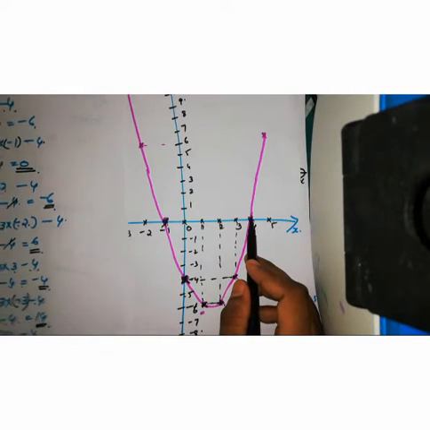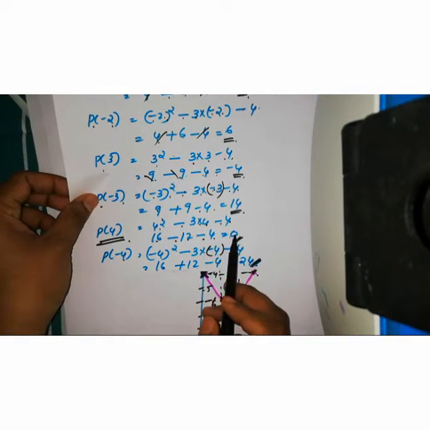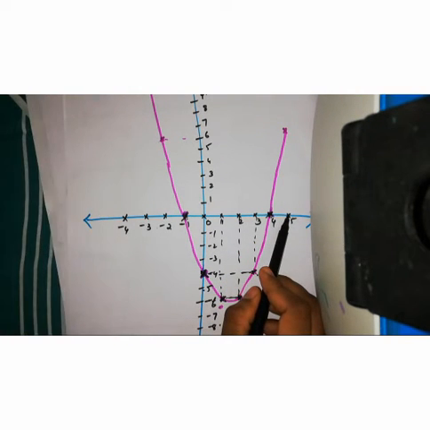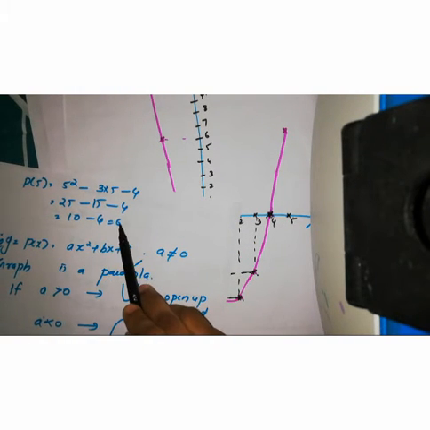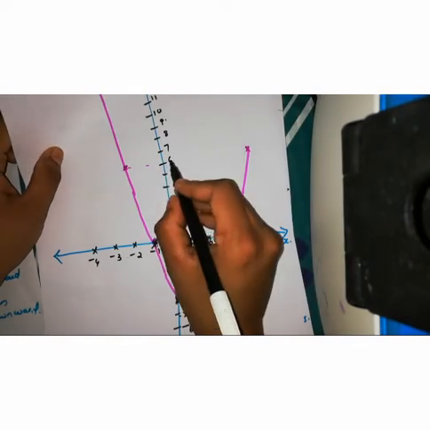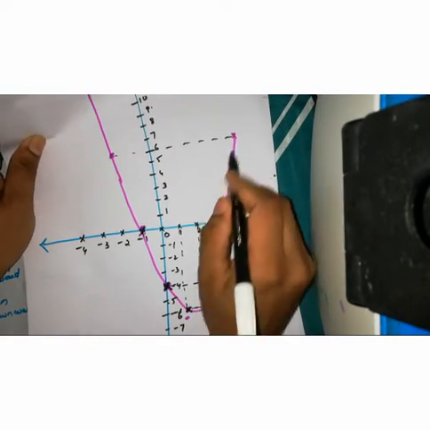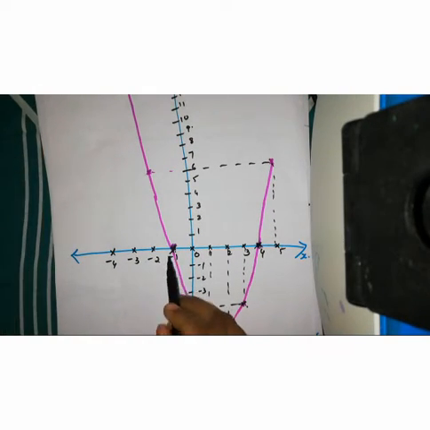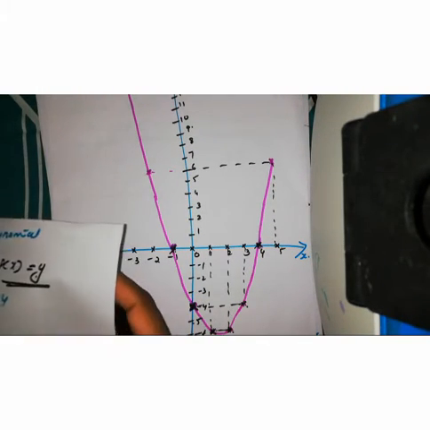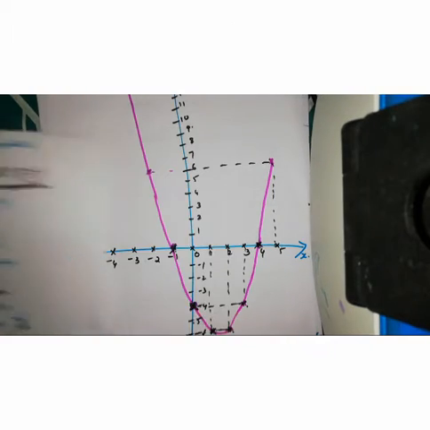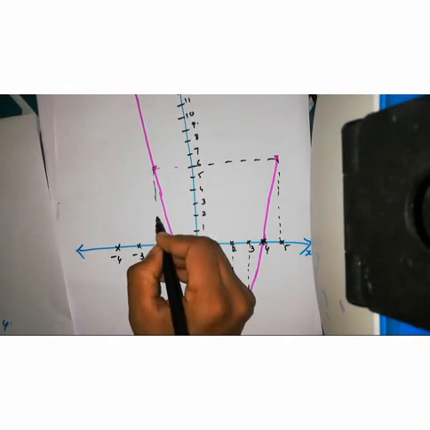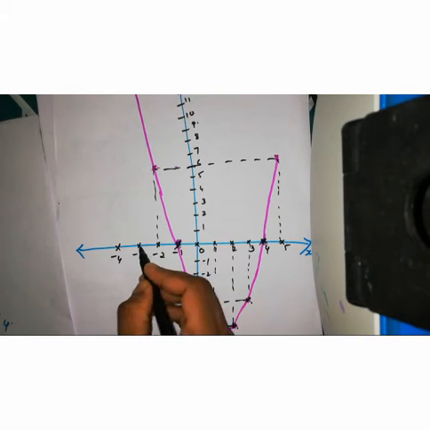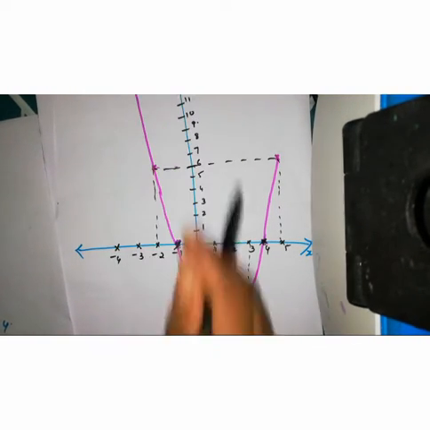Then x is equal to 4. What is the value of p of x? Equal to 0. And x is equal to 5, p of 5 is equal to 6. Then x is equal to minus 2, the value is 6 again. And x is equal to minus 3, the value is 14. So it is somewhere here.